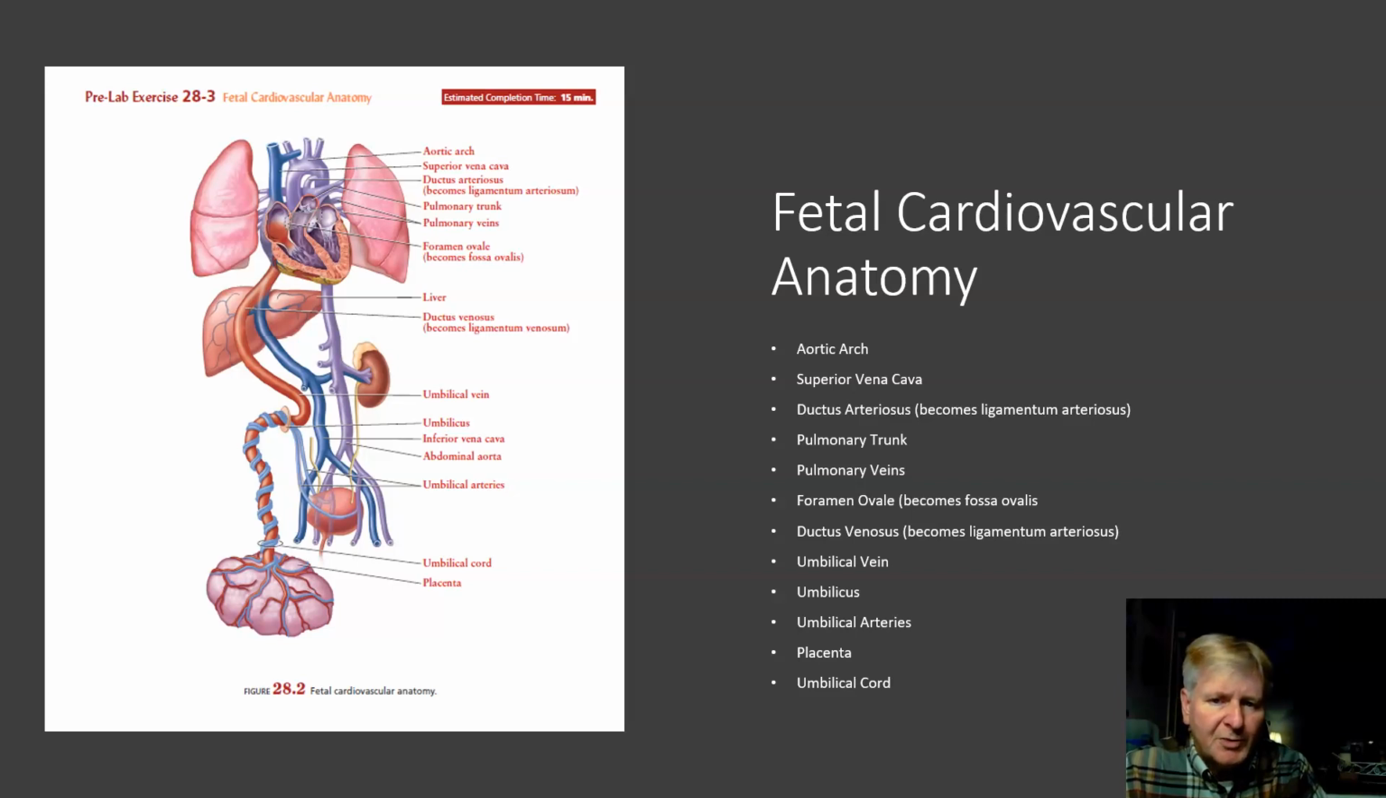So the ductus arteriosus becomes the ligamentum arteriosum. And then the pulmonary trunk, the pulmonary veins. Remember, pulmonary trunk will carry deoxygenated blood. The pulmonary veins will carry oxygenated blood in the adult part. Foramen ovale, that becomes a fossa in the adult. Ductus venosus will become the ligamentum, I should say the ligamentum venosum in the adult. Umbilical vein, umbilicus, umbilical arteries, placenta, and umbilical cord. Ductus venosus will become the ligamentum venosum.